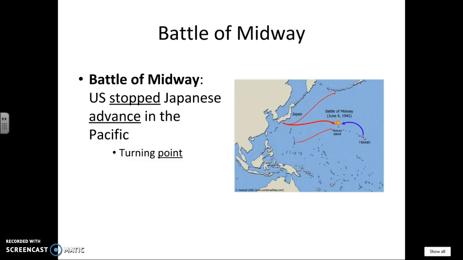So the U.S. starts to fight back. One of the first big battles that we fight is called the Battle of Midway. You can see the Midway Island there on the right on the map, the little yellow dot. There, the United States stopped the Japanese advance in the Pacific. The Midway Islands are midway in between Japan and Hawaii. This was the turning point of World War II for Japan. Things started to go bad for them after this.